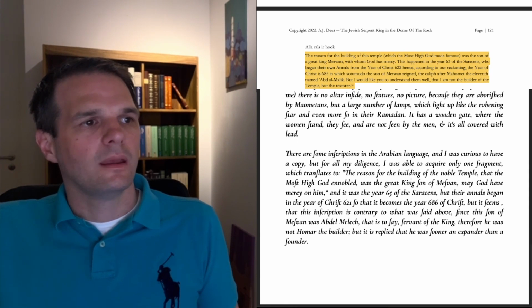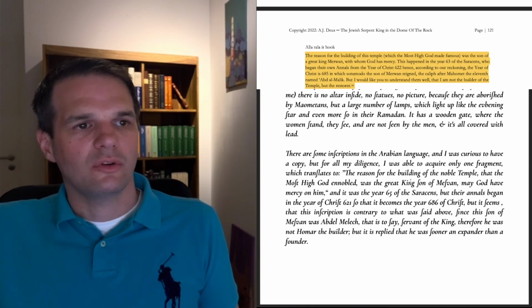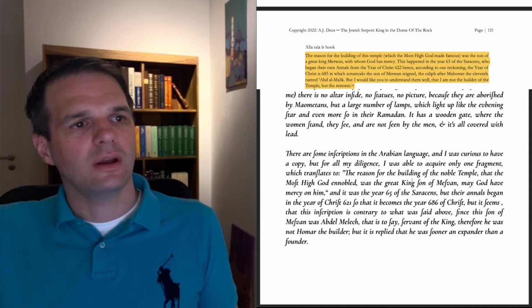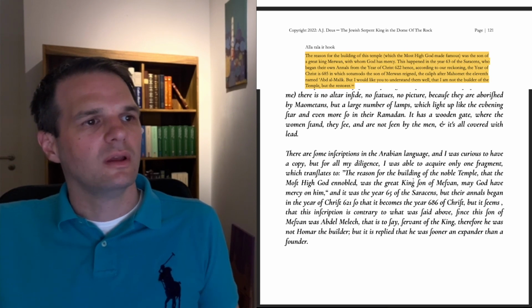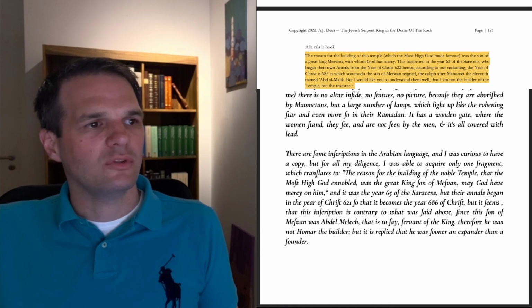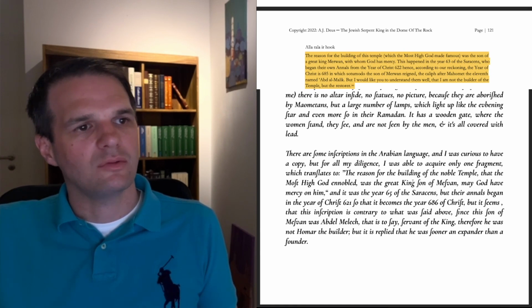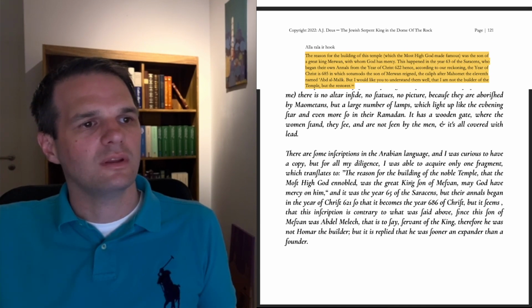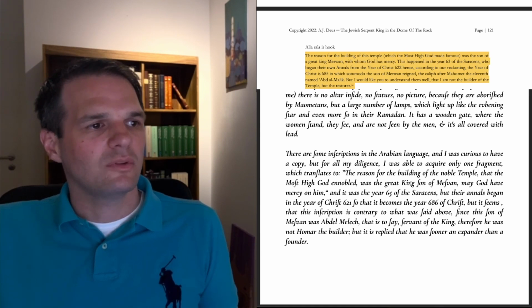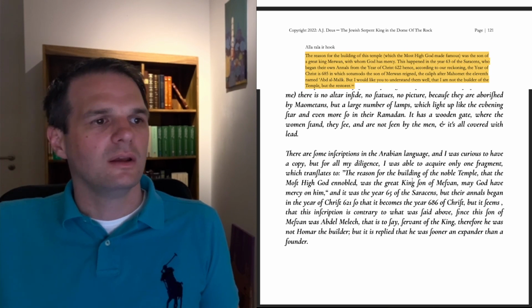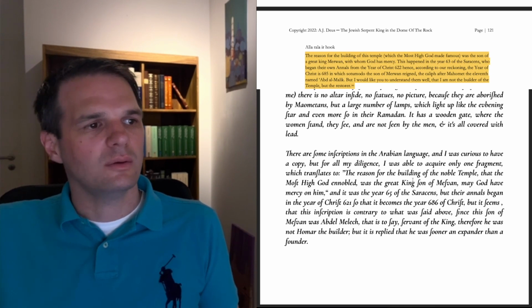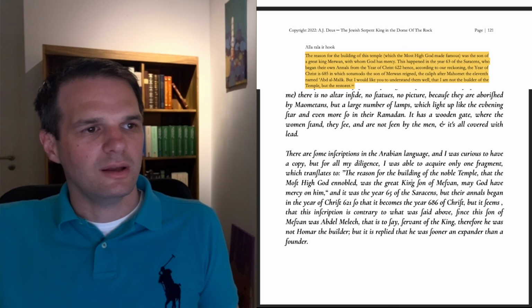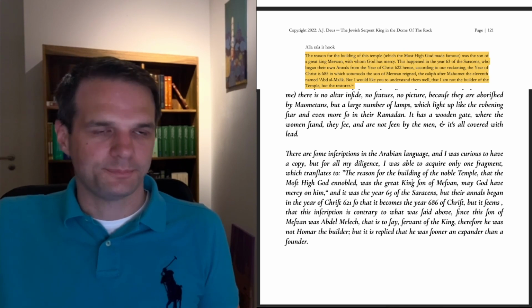But now comes the interesting bit. There are some inscriptions in the Arabian language, and I was curious to have a copy, but for all my diligence I was able to acquire only a fragment, which translates to: the reason for the building of the noble temple that the Most High God ennobled was the great king, son of Meswan, may God have mercy on him. And it was the year 65 of the Saracens, but the annals began in the year of Christ 621, so that it becomes the year 686 of Christ. But it seems that this inscription is contrary to what was said above, since the son of Meswan was Abd al-Malik, that is to say, servant of the king. Therefore he was not Umar the builder, but it is replied that he was sooner an expander than a founder. Okay.